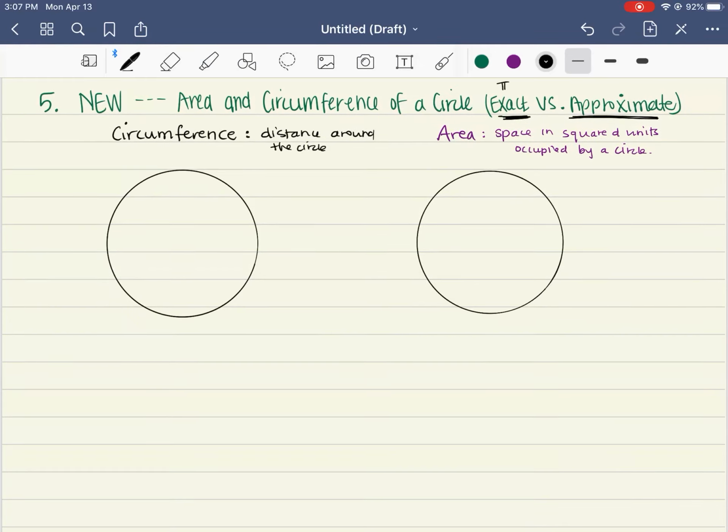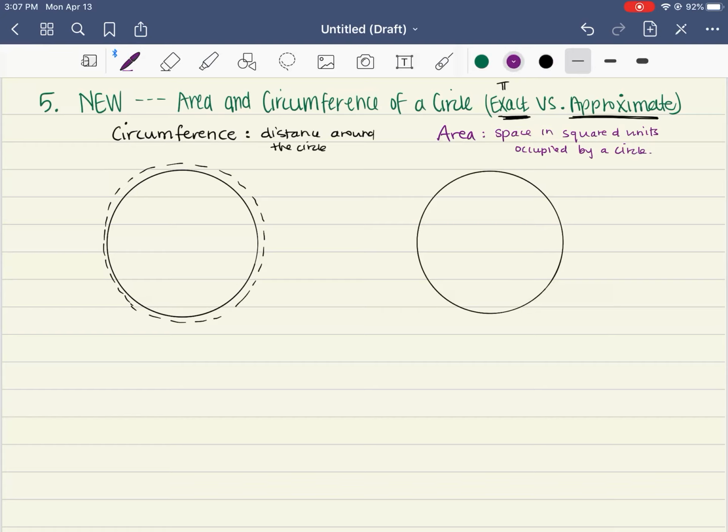Circumference, what does it mean? It means the distance around the circle, right? So when we talk about circumference, we're talking about all the way around the circle. If I were to take a string and measure around the circle and then lay that string out, I could measure that string and that would be the distance around my circle. Okay, that's what we call the circumference.